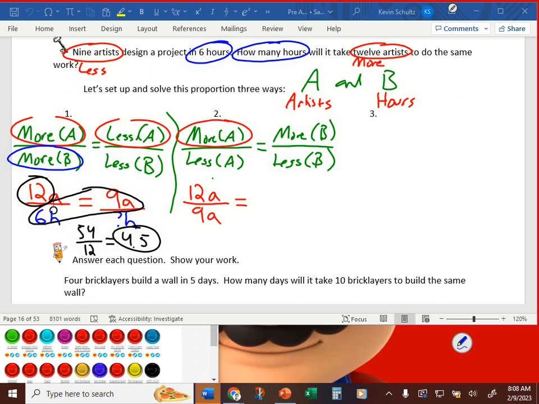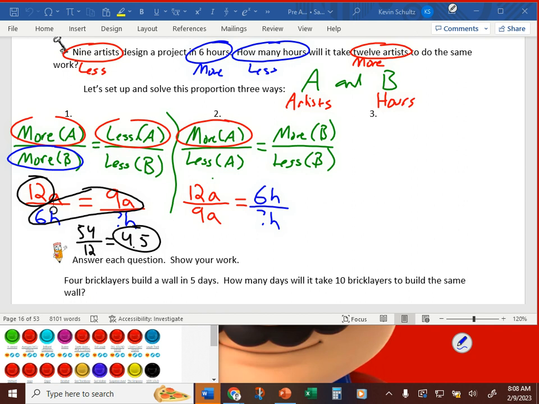more of B over less of B. We already said our more is the 6 hours there. So 6 hours over 4 hours. Well, hold on. Actually, we don't know that yet. Sorry. Why did I say 4? I don't know where 4 came from. Over how many hours? Okay. And what are we going to do here to solve this? Do 6 times 9 and divide by 12.